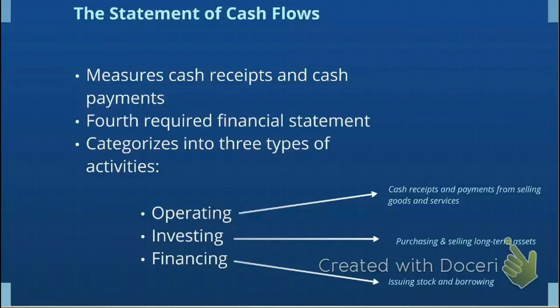Next is the investing section of your cash flow statement. This relates to whenever a company buys or sells long-term assets. We all know that long-term assets are things like land, buildings, equipment, and furniture. So if a company buys or sells a long-term asset, that will be shown as investing activities in a cash flow statement.